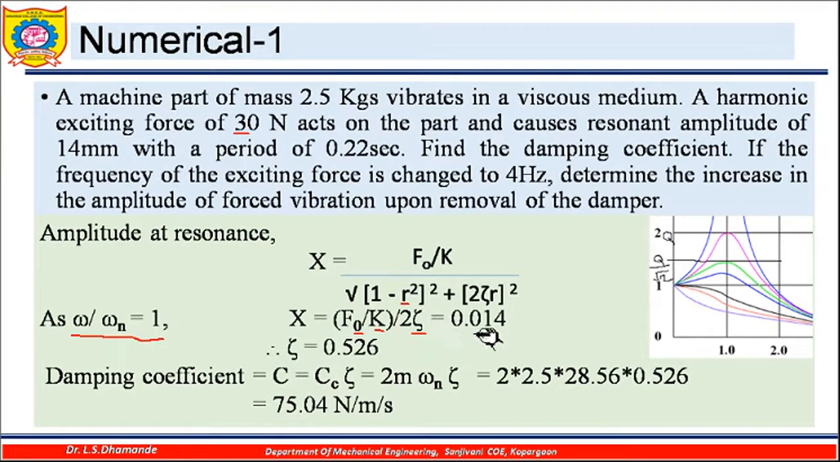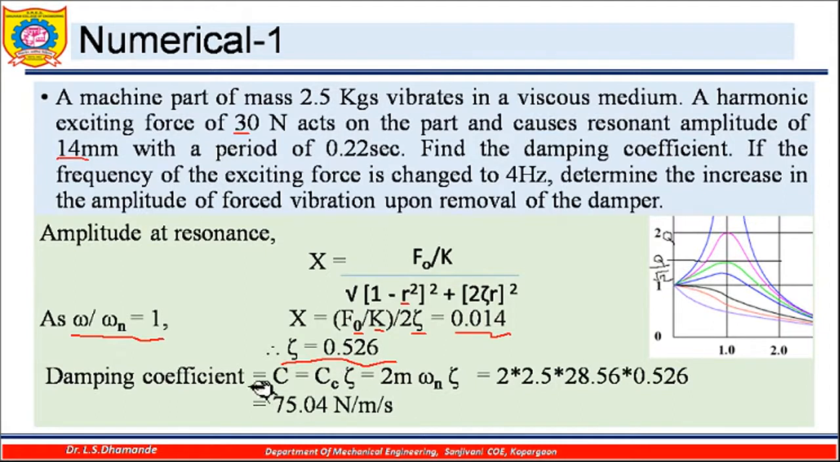So this is the x amplitude given to me at resonance, that is in mm, it was given to me 14 mm. So I am writing it in meters, so 0.014 meter. So from this I can get the value of zeta, that is 0.526.